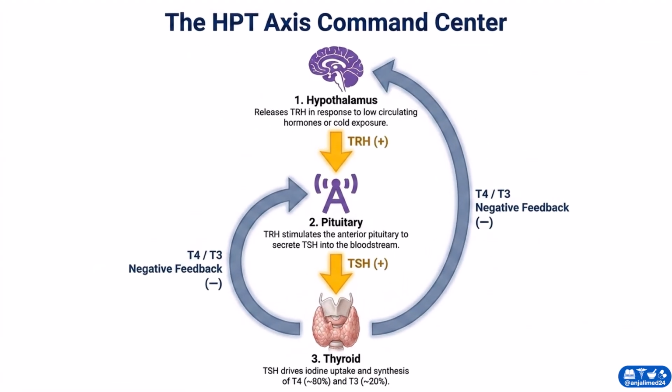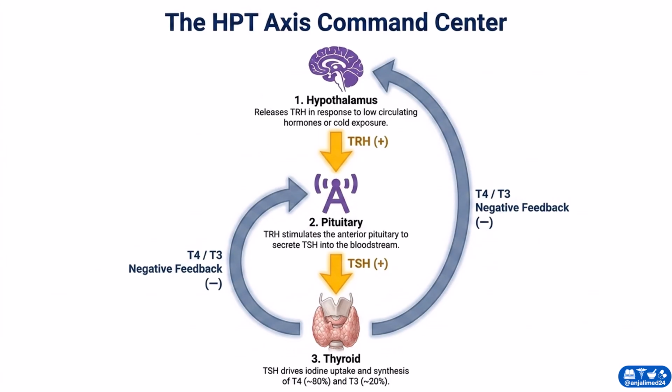To understand hypothyroidism, we first need to understand the hypothalamic-pituitary-thyroid, or HPT axis, the body's thyroid controlling center. It all begins in the hypothalamus, which releases thyrotropin-releasing hormone, or TRH, when thyroid hormone levels are low or during cold exposure. TRH then stimulates the anterior pituitary gland to release TSH, that is thyroid stimulating hormone, into the bloodstream. TSH travels to the thyroid gland, where it stimulates the production and release of the thyroid hormones T4 and T3. About 80% is T4 and 20% is T3.